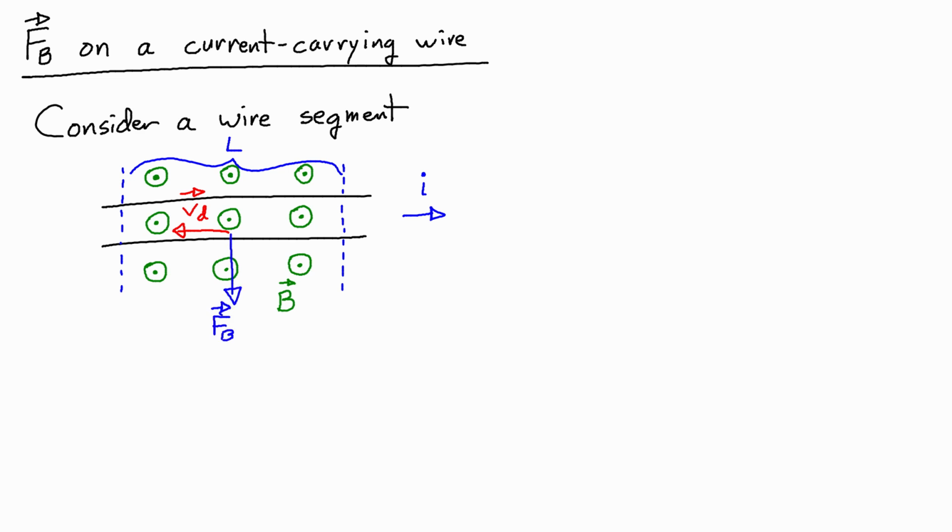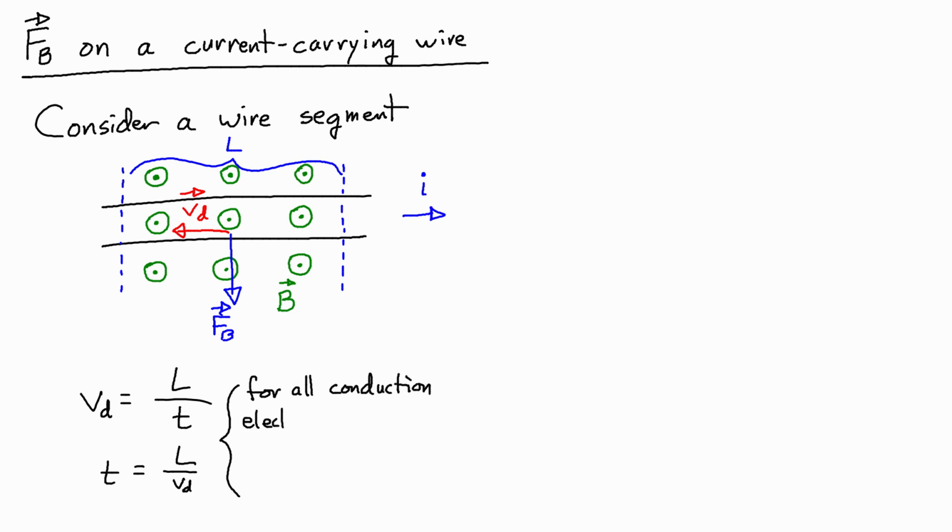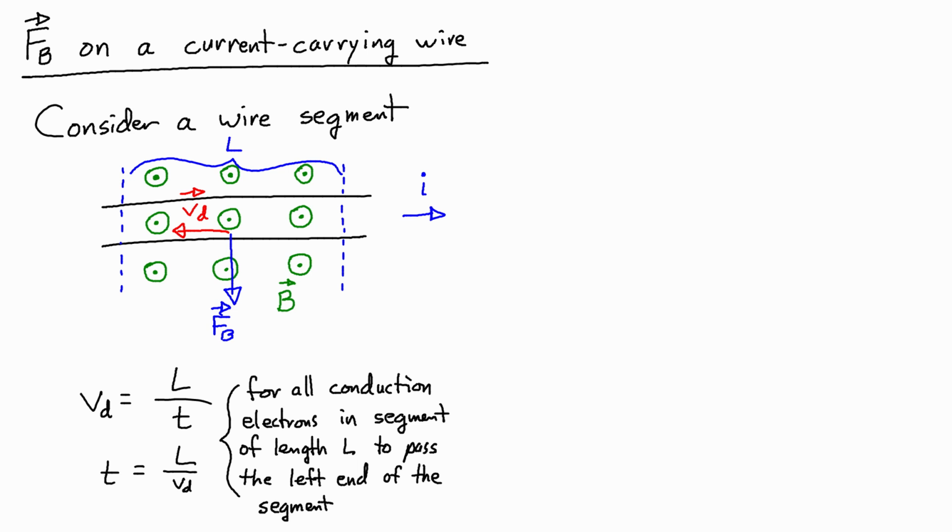Speed is just distance over time, so the drift speed is going to be equal to the length L, divided by the time that it takes for an electron to go from one end to the other of this length L. Therefore, I can isolate t and express t as equal to L divided by the drift speed. And this is for all of the conduction electrons. So if I take a snapshot and there are 50 conduction electrons between the two blue lines, then t is the amount of time that it takes for the one that is farthest to the right to go all the way to the left. So in that amount of time t, all of the conduction electrons in length L will pass the left-hand bar.